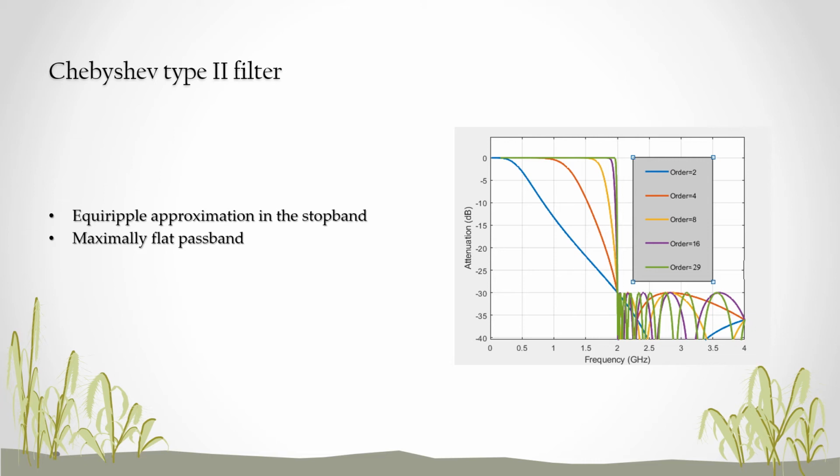These filters are almost the same as the Chebyshev type 1 filters, but the difference is that they have a maximally flat passband, while their signal ripple occurs in the stopband. For them, it is necessary to determine how much attenuation is desired in the stopband.